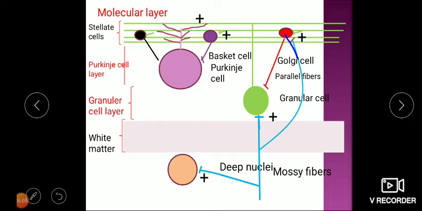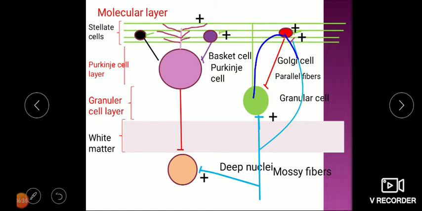Now this parallel fiber which are coming from our granular cell, these are again also excitatory in nature. So positive means they will excite. At synaptic connection there is a release of excitatory neurotransmitters at this ending. So all this comes from granular cell, all these connections, Golgi cell, basket cell and stellate cell will be excited.